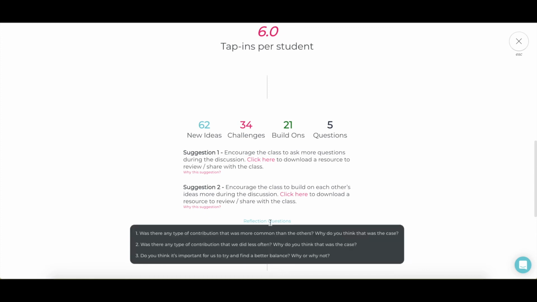And then I asked them for this one, is it a problem that we have more new ideas and challenges? And they said, no, it's because we all agree with each other. So I thought that was quite funny. So then we were also able to talk about, should there be more of a balance? It'd be interesting to see the different types of discussions, how the balance of new ideas, challenges, build on some questions change.